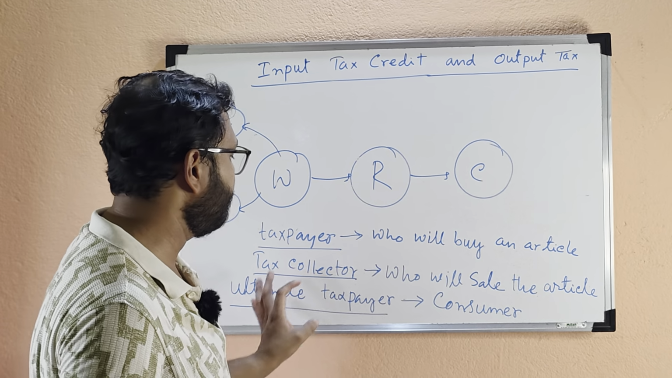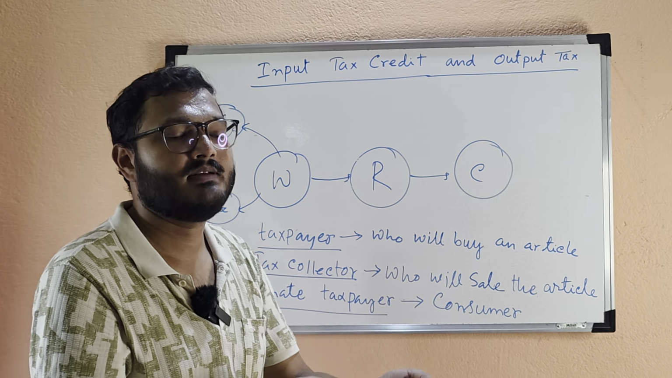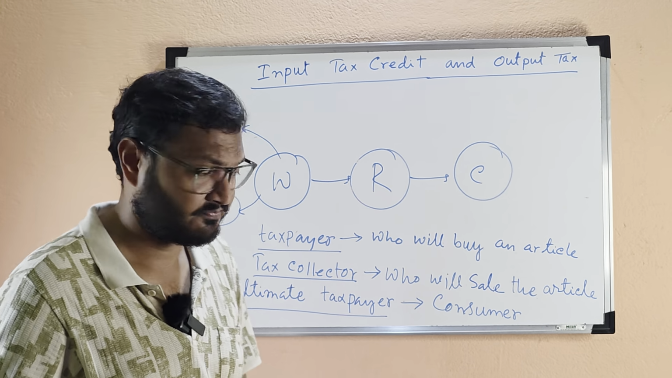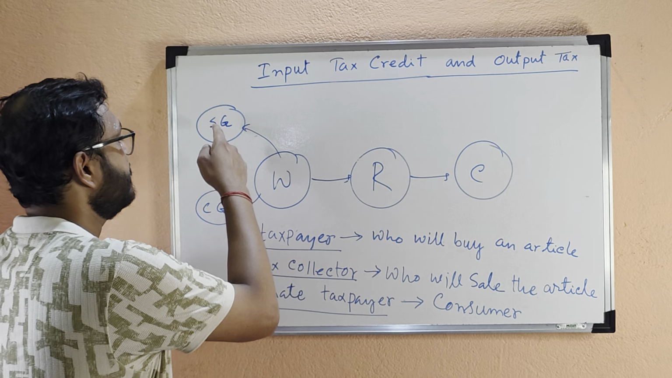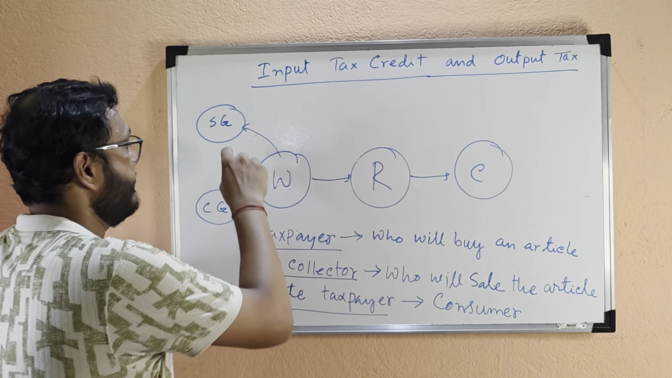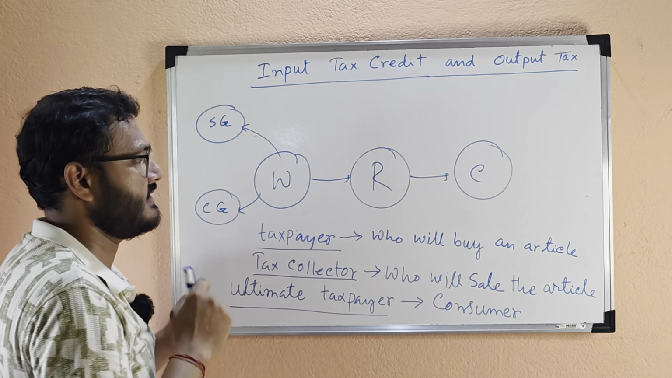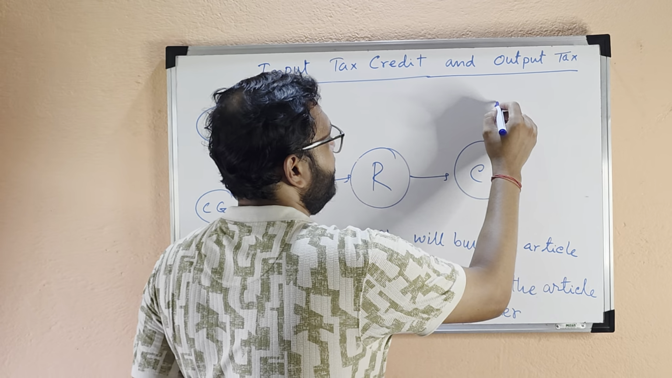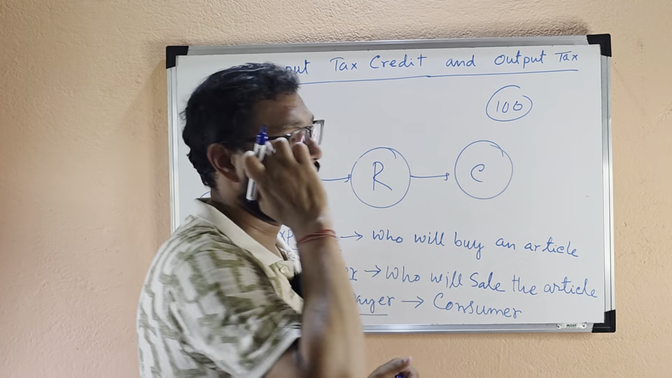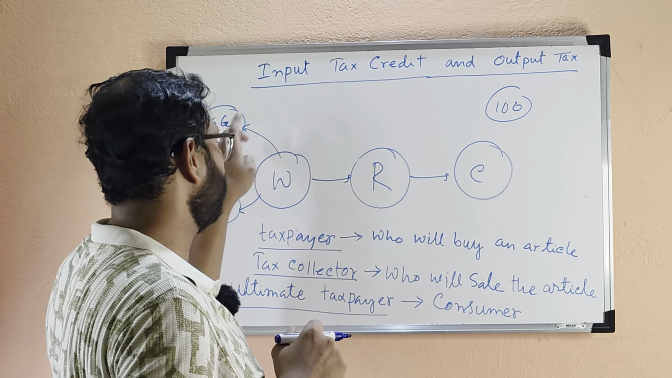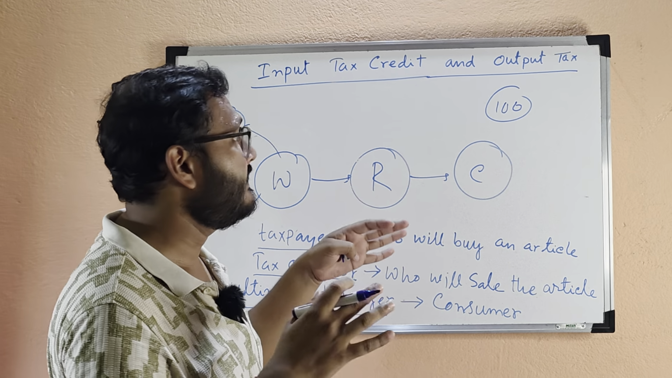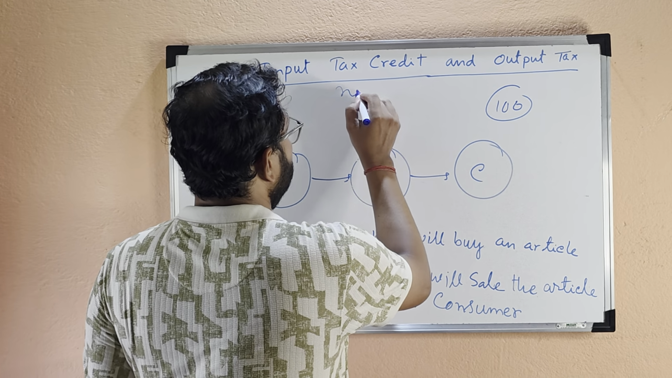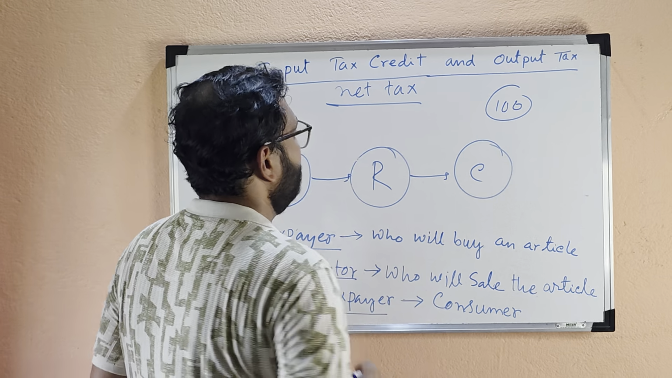So who is the buyer? He will pay the tax, and who is the seller? He will collect the tax. But he cannot keep it with himself or herself. They have to send it to the two treasuries that are waiting, that is, the central government and the state government treasury. So how is it going? Let's suppose this 100 rupees is paid as the tax by the consumer for an article. How this 100 rupees is going, we have to understand. Then it will be clear what is input tax credit and output tax, and what is net tax or tax liability as well.